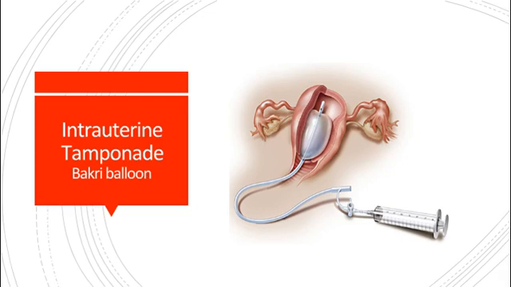A balloon manufactured for this purpose can be used. A glove or condom tied over the end of a straight urinary catheter has also been shown to be effective. These are illustrated in the next 2 slides.